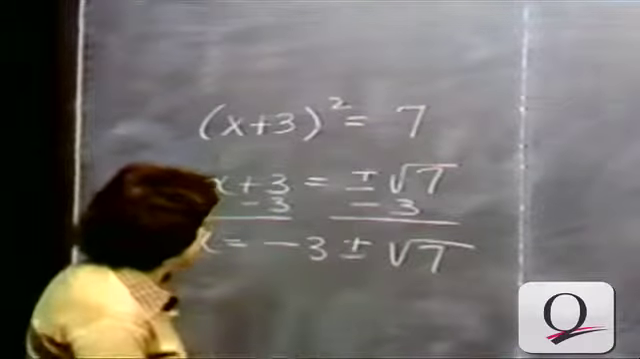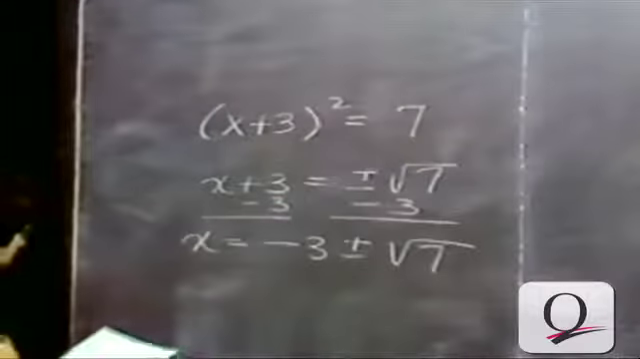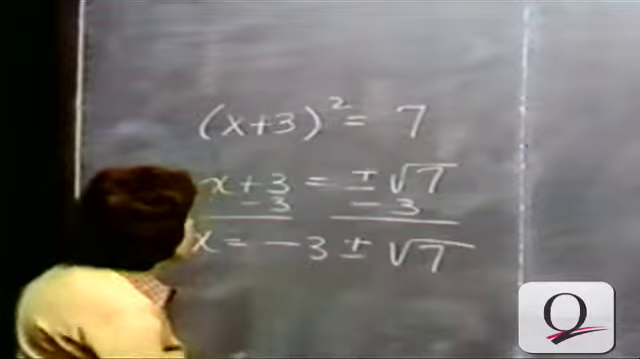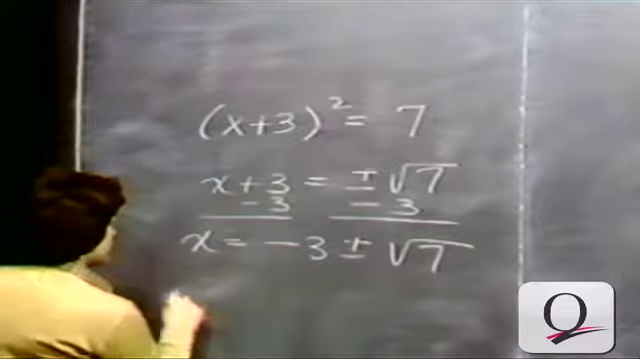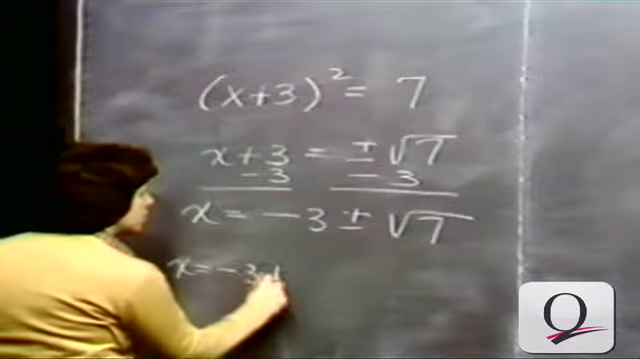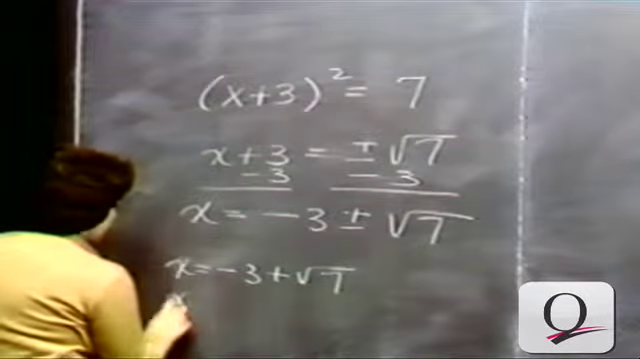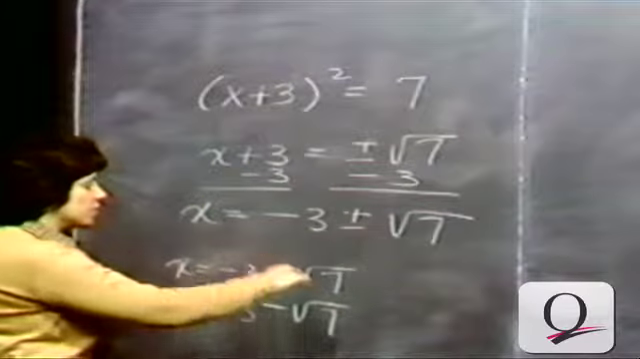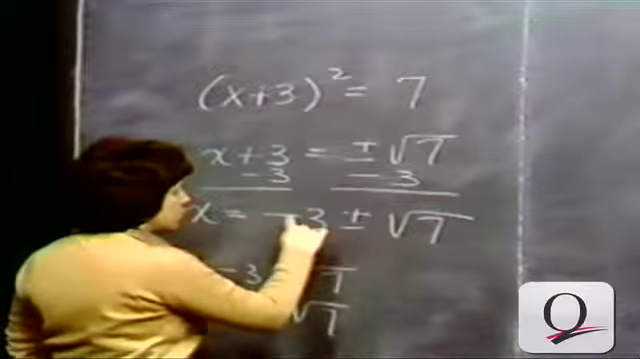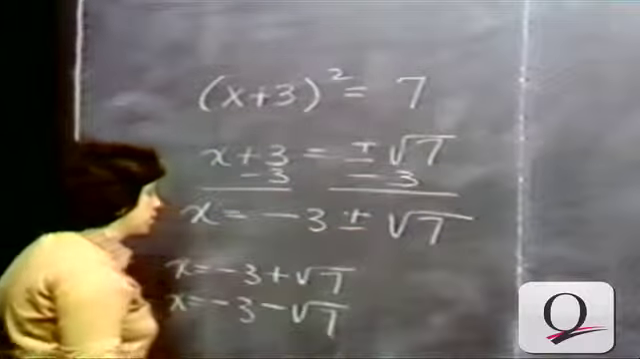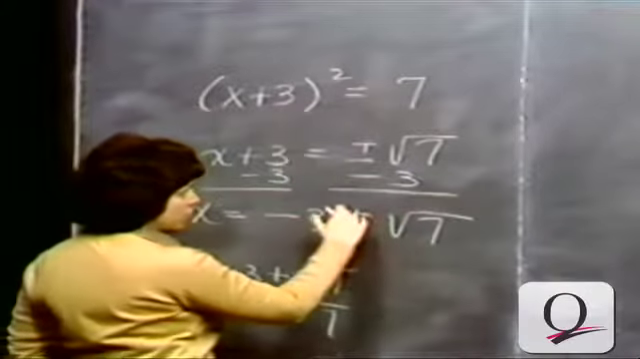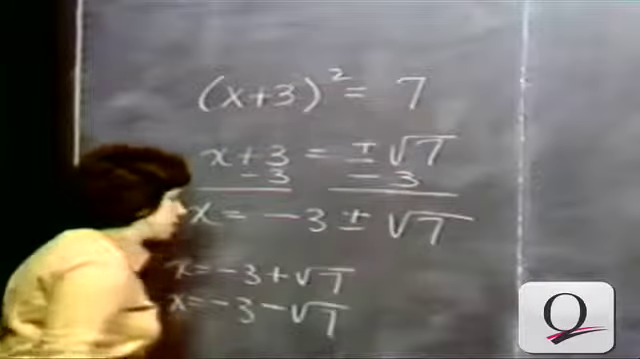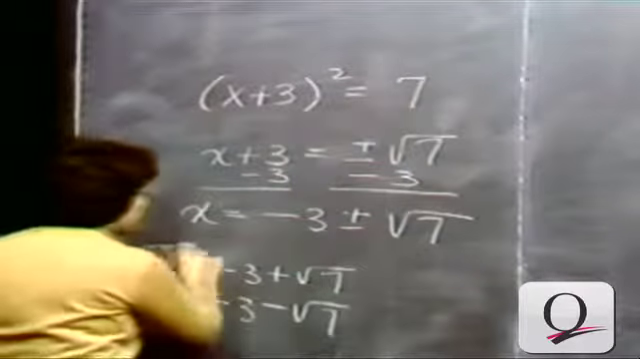Either way, this is the solution to the quadratic equation. There are two roots here. We have x equals minus 3 plus the square root of 7, and x equals minus 3 minus the square root of 7. This is how you interpret this: minus 3 plus the square root of 7 and minus 3 minus the square root of 7. And these, as I mentioned before, could have been written in reverse: plus the square root of 7 minus 3 and minus the square root of 7 minus 3. Here we have the solutions.